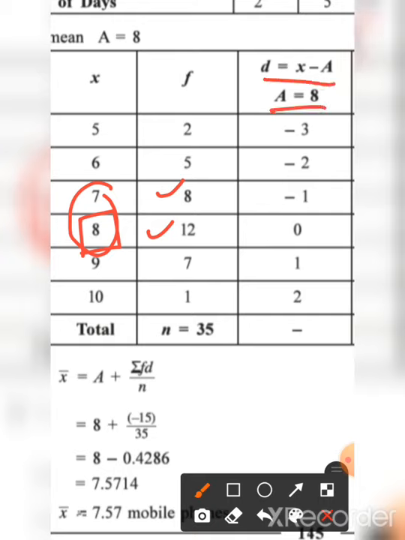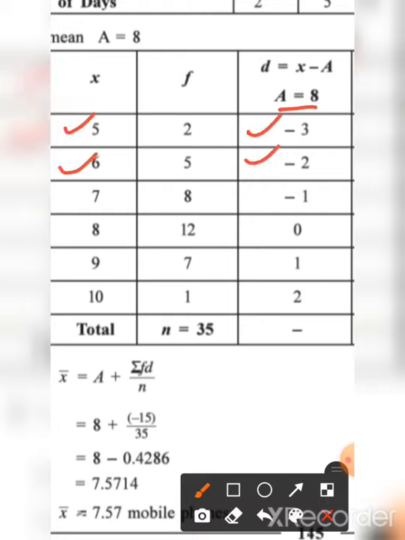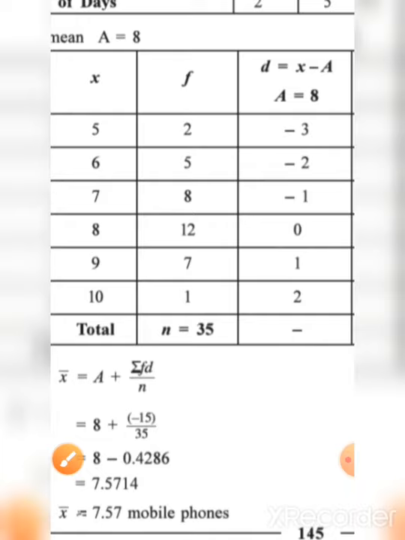Now for the deviation, as I told you, we have not changed the scale, only the origin has been changed, that is x minus a. So what we need to do now is just xi minus a for the deviation. A is our assumed mean, that is 8. So 5 minus 8 will give you minus 3, 6 minus 8 will give you minus 2, 7 minus 8 will give you minus 1, 8 minus 8 obviously 0, 9 minus 8 is 1, and 10 minus 8 is 2. That is how you find the deviation, right?